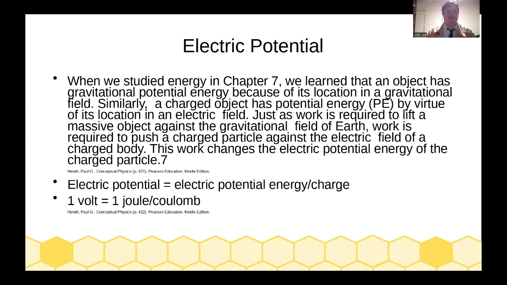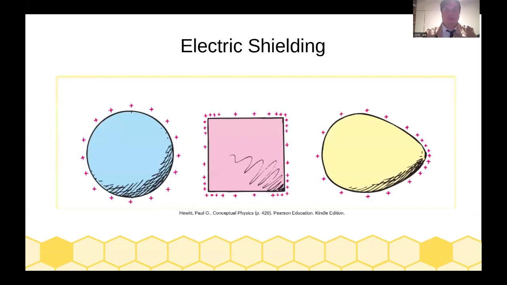Electric potential is equal to the electric potential energy divided by charge. The unit of electric potential, the volt, is equal to 1 joule per coulomb. And the electric potential is similar to the electric field in that it is divided by the charge in order to talk more generally about what potential is acting, without calculating the potential energy of every single charge in the object.